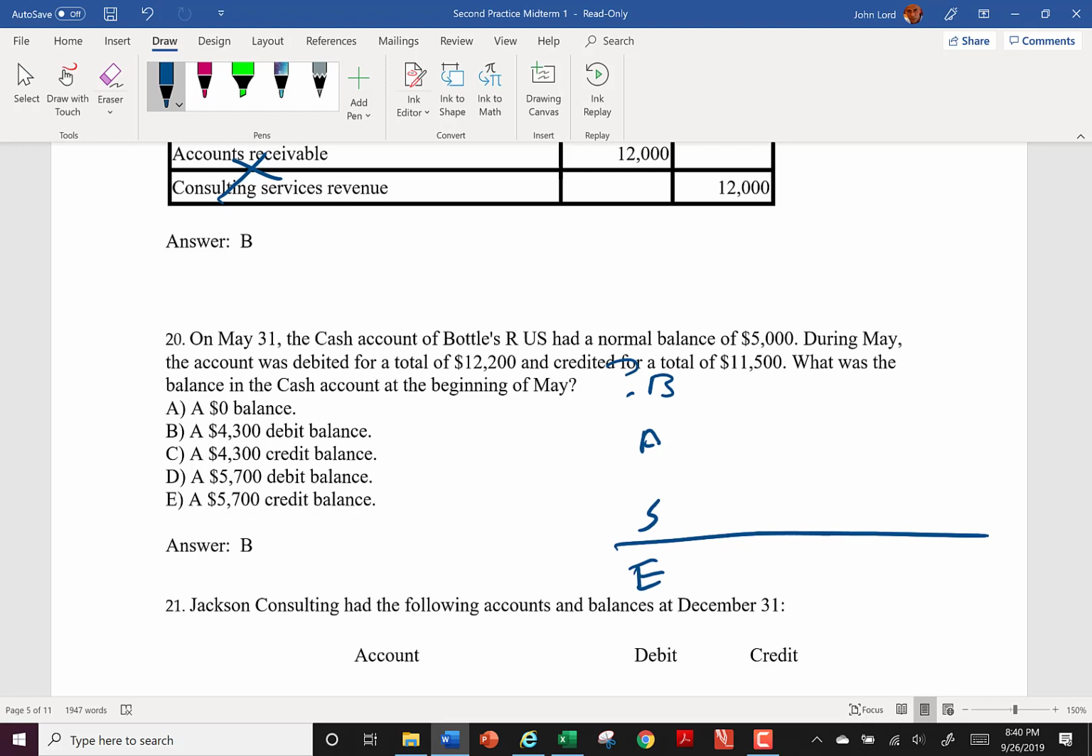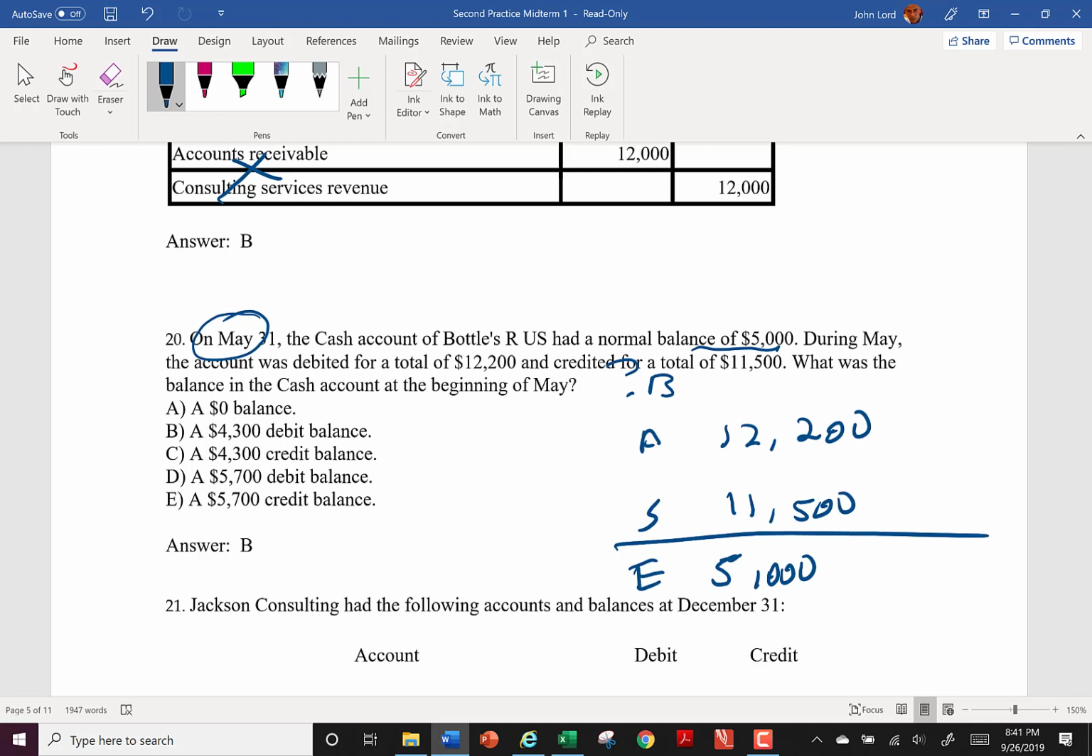On May 31st, that's the end of the month, the account had a normal balance of 5,000. Right? And then during May, the account was debited for 12,200. Do you increase cash with a debit? So 12,200 is the add here, isn't it? And then they say that it had total credits of 11.5. Do you decrease an account with 11.5? Okay, so I would have decreased it with 11.5, right?